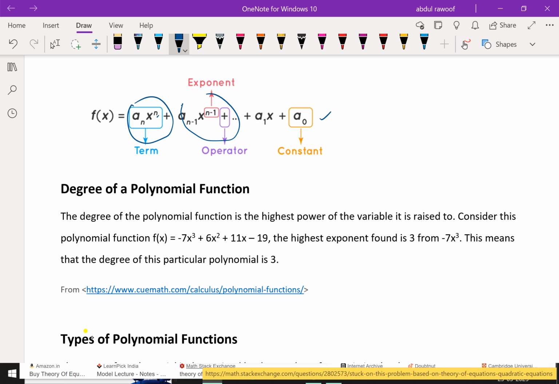What is the degree? The degree of the polynomial function is the highest power of the variable that it is raised to. Consider this polynomial function: f of x equals minus 7x cubed plus 6x squared plus 11x plus minus 19. Here 3 is the degree. The highest exponent found is 3, from the term minus 7x cubed. This means that the degree of this particular polynomial is 3.